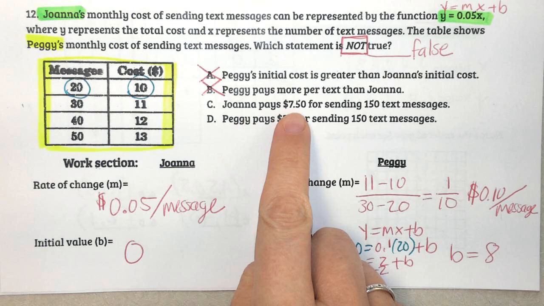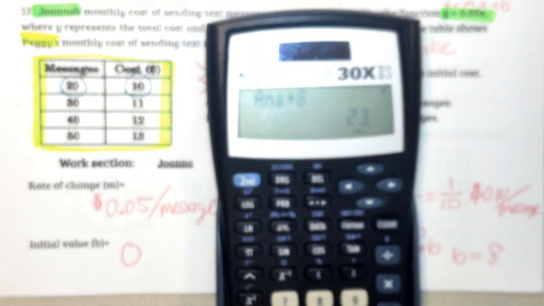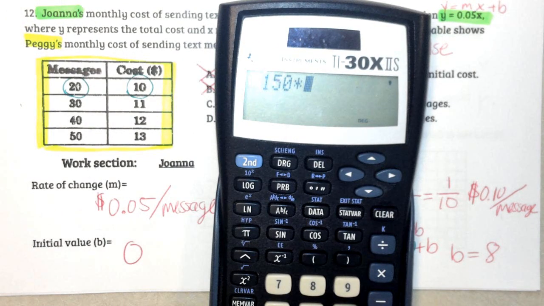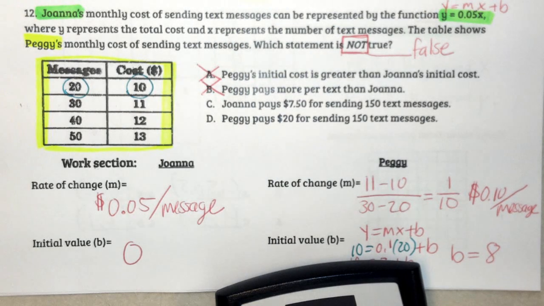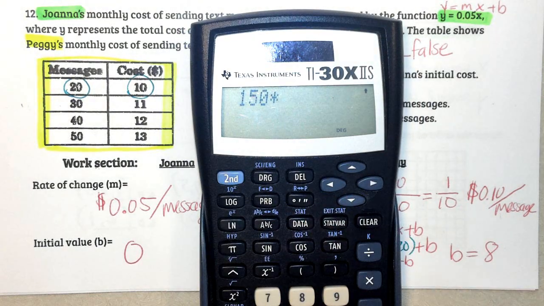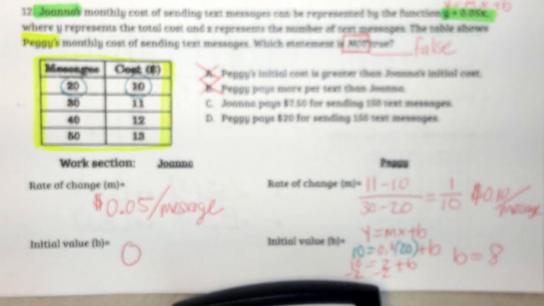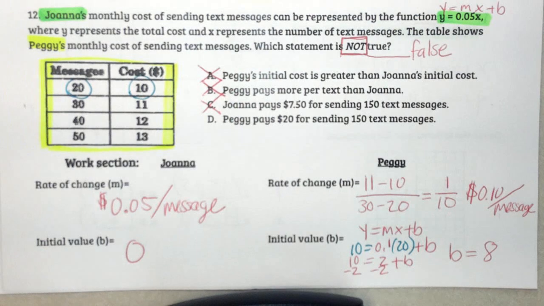Next one says Joanna pays $7.50 for 150 text messages. Well, let's see, 150 times how much does she pay per text? How much? 5 cents. Okay, and do we have a begin value that we have to add on? Nope, so that's it. So is that $7.50? Yep, so that one shouldn't work. So hopefully D is the false one.